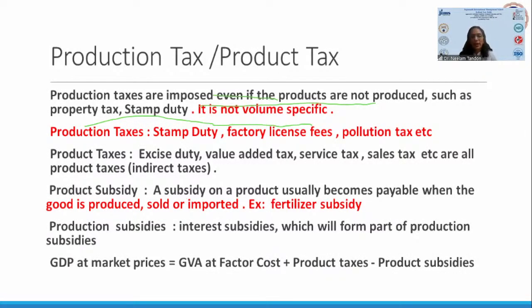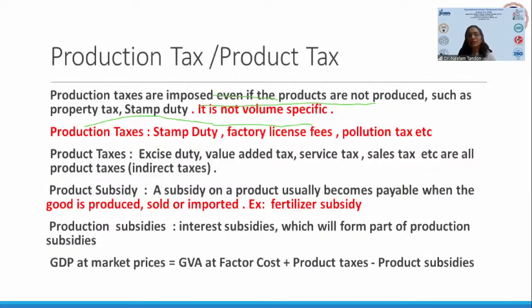Okay, so production tax is clear to all of you. Production tax is not with respect to how many units of goods you have produced. It is with respect to you wanting to start a certain unit, a certain venture, so you have to pay certain taxes for that. You may not have started producing yet, but you are liable to pay taxes. So stamp duty, factory license fees, pollution tax, property tax and others which you have to pay are all production taxes.